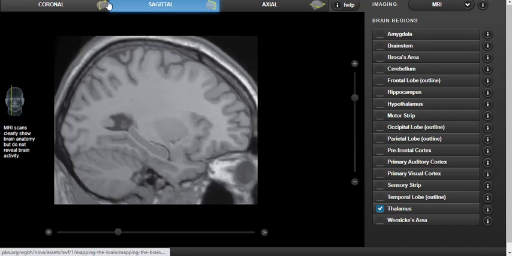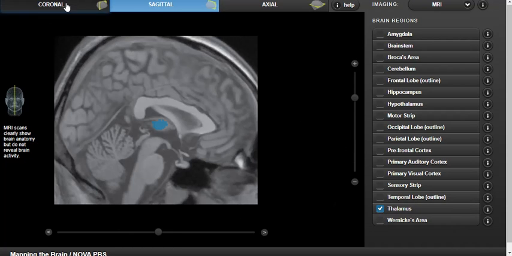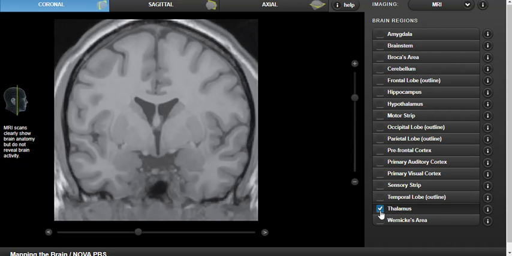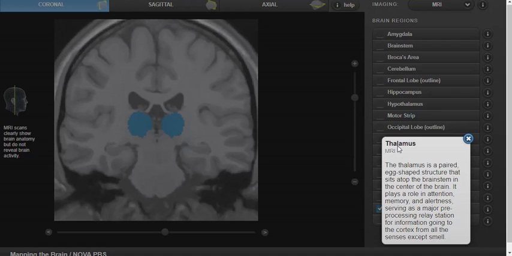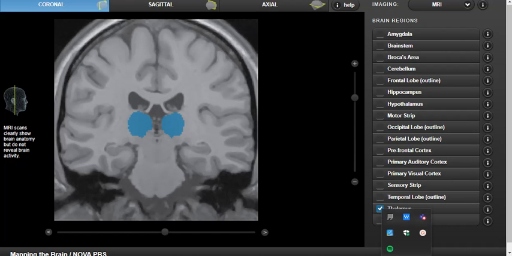And now the thalamus. This is the axial view, the sagittal view, and the coronal view. So that's the thalamus, and it's a paired egg-shaped structure that sits atop the brainstem in the center of the brain. It plays a role in attention, memory, and alertness, and it serves as a major processing relay station for information going to the cortex from all the senses except smell. That's it. Thank you.